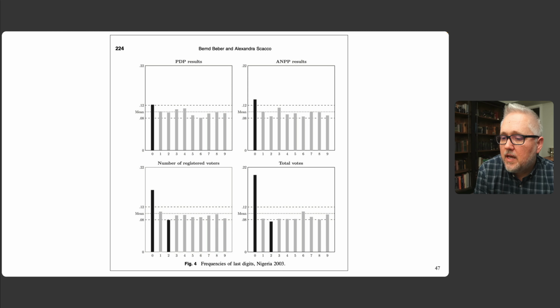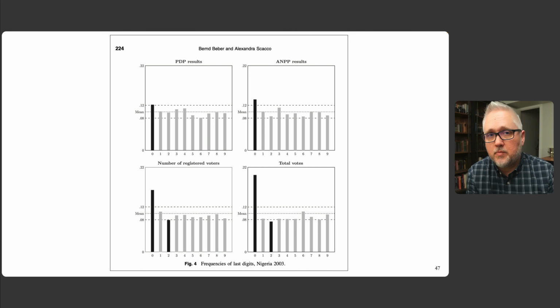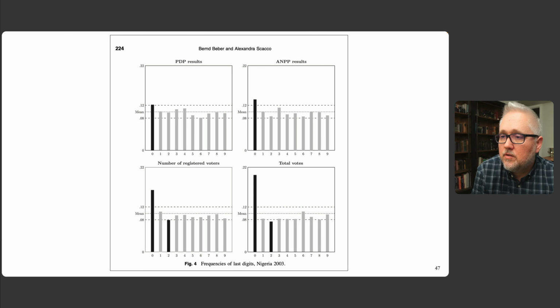And then you contrast that with a Nigerian election in 2003, and you see those columns for the zeros are overrepresented and above the upper bound of the confidence interval. They conclude that because humans are bad at truly understanding randomness, or lazy, or they just have a tendency towards round numbers, if you are making up the results in your particular polling station, you might be more likely to just put a 0 if you think you're not going to get caught and you just want to move things along. You can see 2s are actually underrepresented for the number of registered voters and total votes.